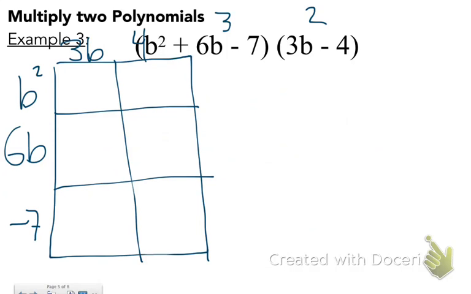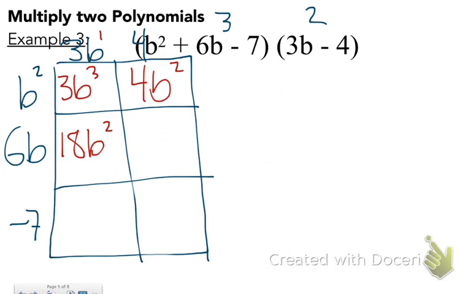Then, again, I'm just going to multiply every combination. B squared times 3b is going to become 3b cubed. Remember, 3 times 1 is 3. B squared times b to the first, add exponents. B squared times 4 becomes 4b squared. 3b times 6b becomes 18b squared.